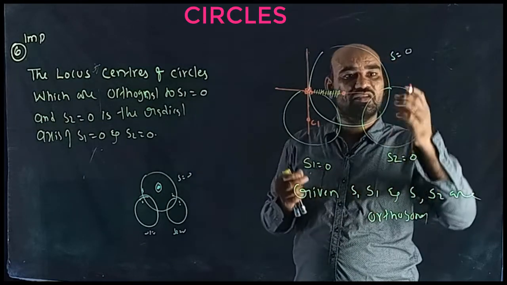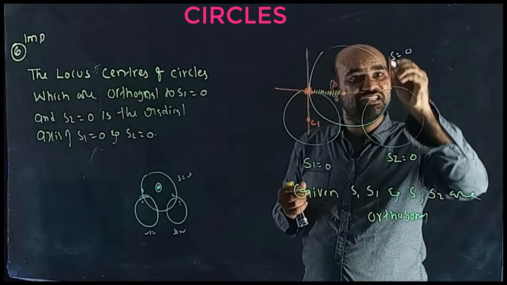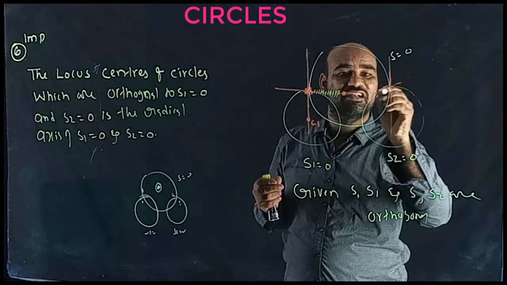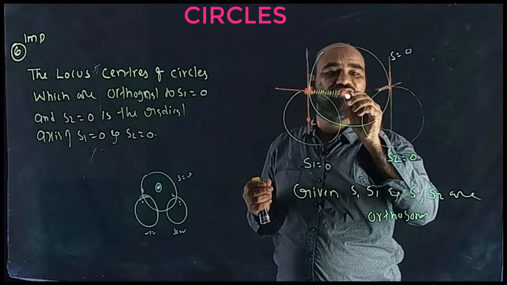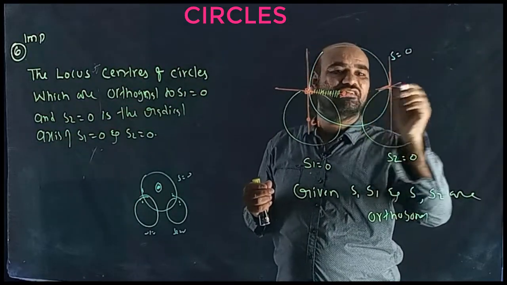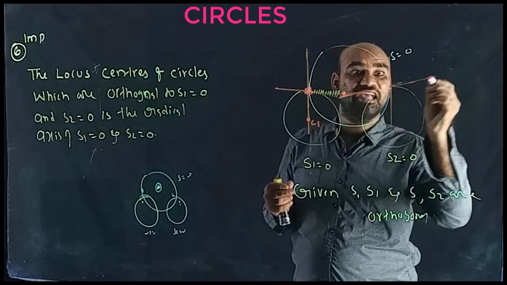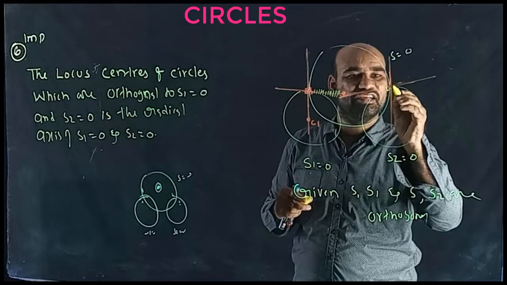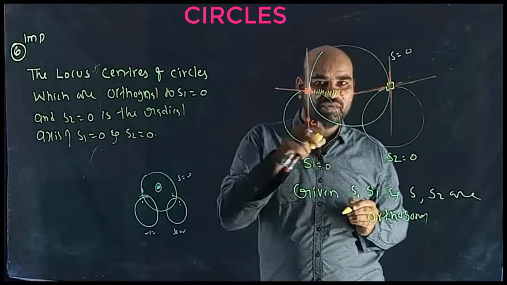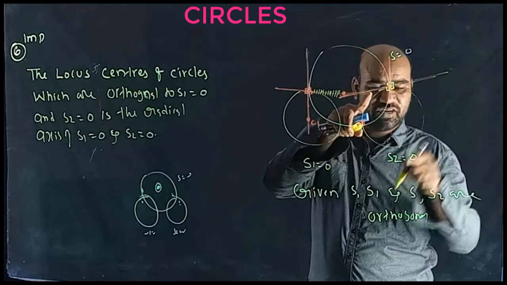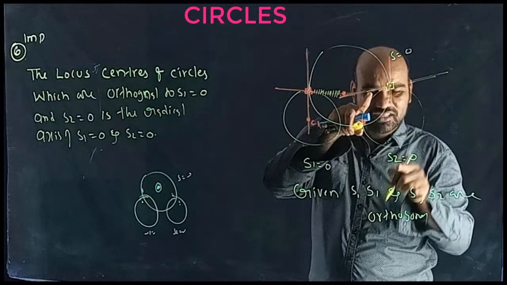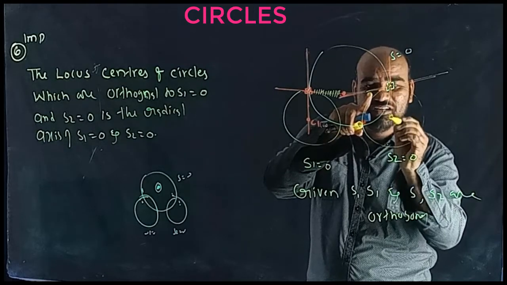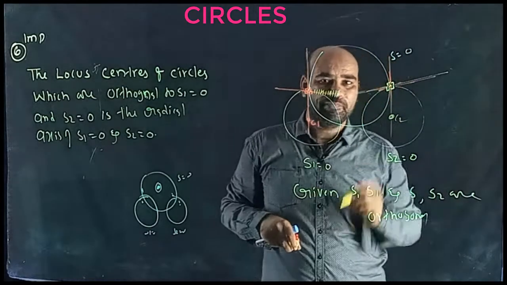Now, this is the tangent for S equal to 0. This is the tangent for a circle S2 equal to 0. Given that they are orthogonal. Here 90 degree, here 90, here 90. The same argument. This is tangent for S2 equal to 0. This is a point on the circle S2 equal to 0. Through that point, a line drawn perpendicular to the tangent will pass through center of the circle. It will pass through center of the circle.